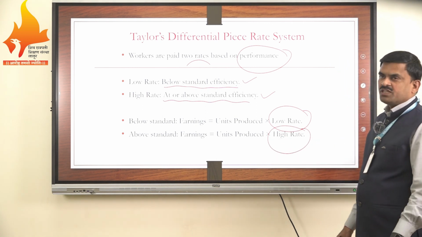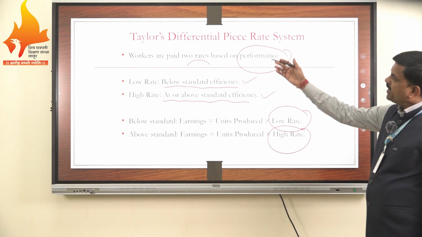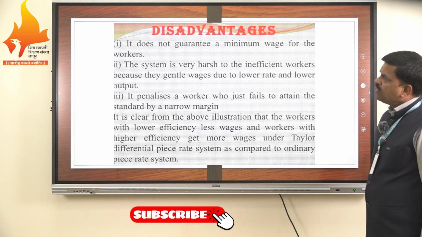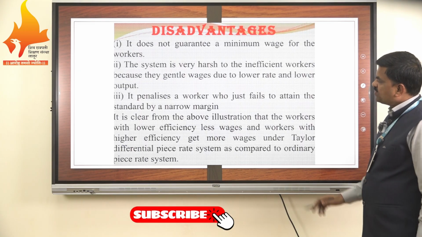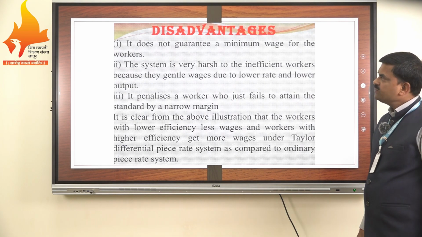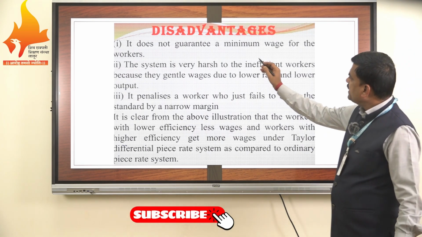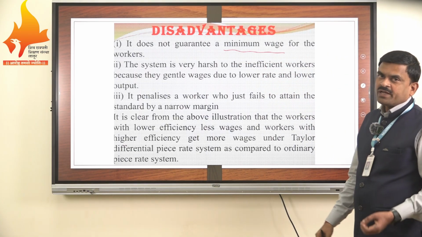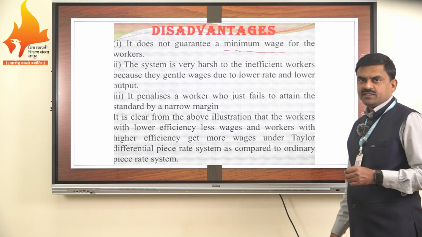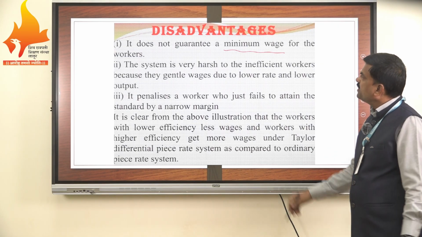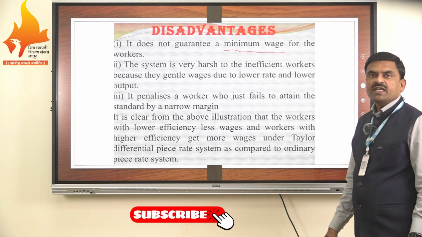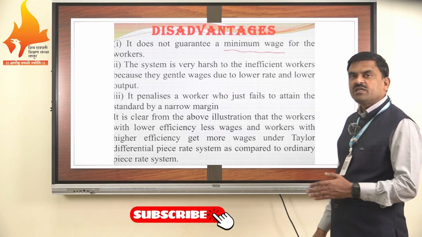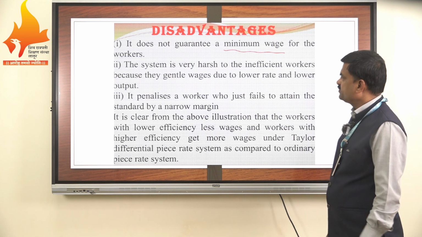So these two systems we are going to use and apply under Taylor's differential piece rate system. What are the disadvantages of this particular Taylor system? It does not guarantee minimum wages, because if the worker's output is below the given standard, then he will be given the rate as per his particular efficiency, that is 80% of the piece rate.